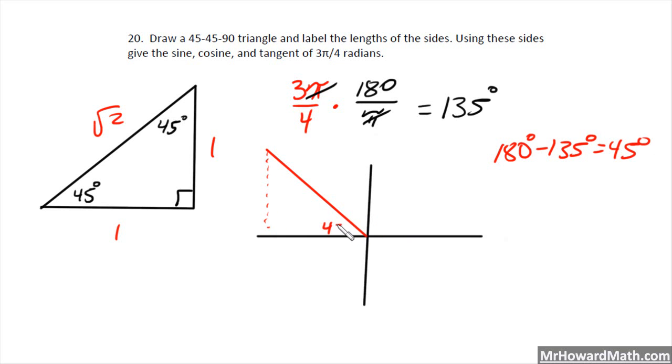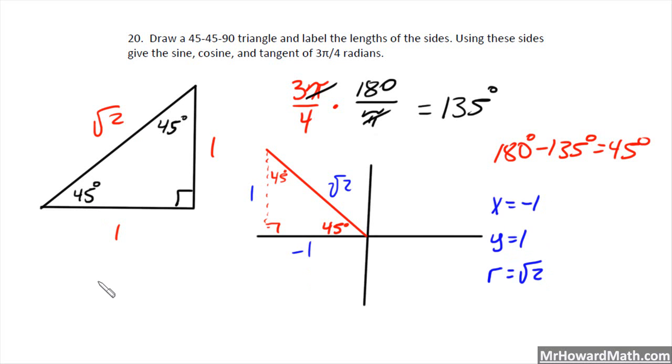So we have our 45, 45, 90 triangle, and we can label the sides. So the hypotenuse here, or the R value, is square root of 2. The X value is -1. The Y value is +1. So here is everything that we need to answer this question. Our X value there is -1. Our Y value there is +1. Our R value there is square root of 2.